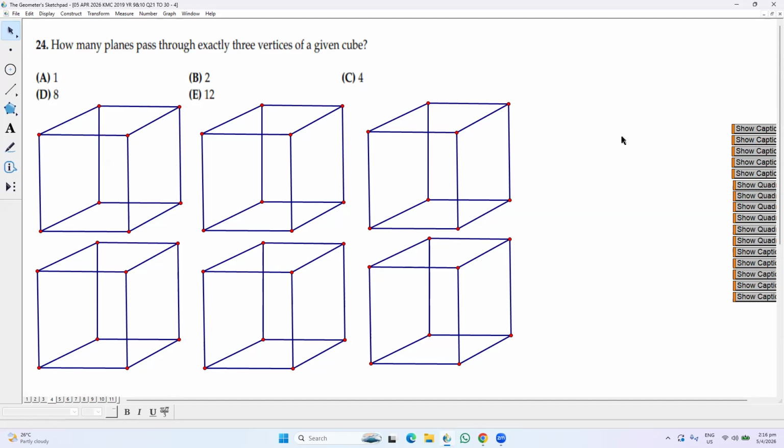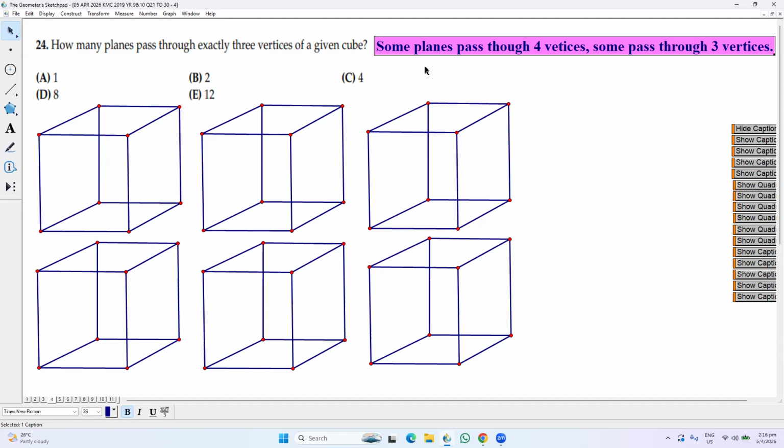So we will start with choosing 3 points. We got 8 points. The cube has 8 vertices. Some planes pass through 4 vertices. Some planes pass through 3 vertices. Okay. 2 vertices cannot work. With 2 vertices, there can be many planes. They can rotate around, 2 vertices, like the pages of a book.